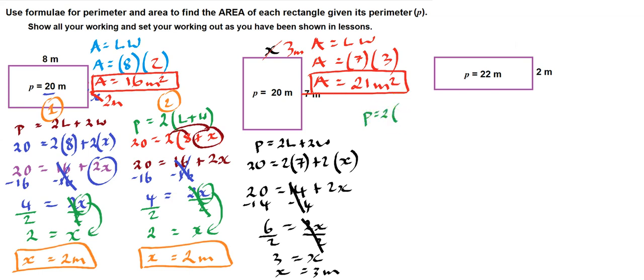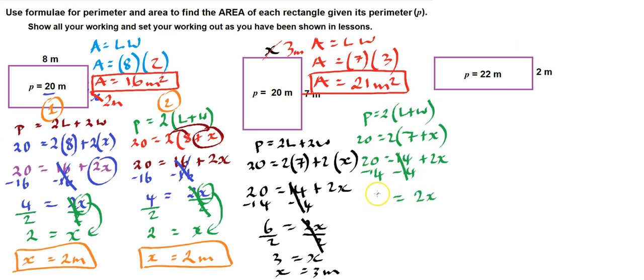P equals 2 times length plus width, 20 equals 2 times 7 plus x. I multiply out of the brackets, that's 14 plus 2x. Minus 14, minus 14, I'm left with 2x. 20 minus 14 is 6. We divide by 2 on both sides to give me x on the right. 6 divided by 2 is 3, so we know that x equals 3. And just to be careful, we should have the units of measurement.